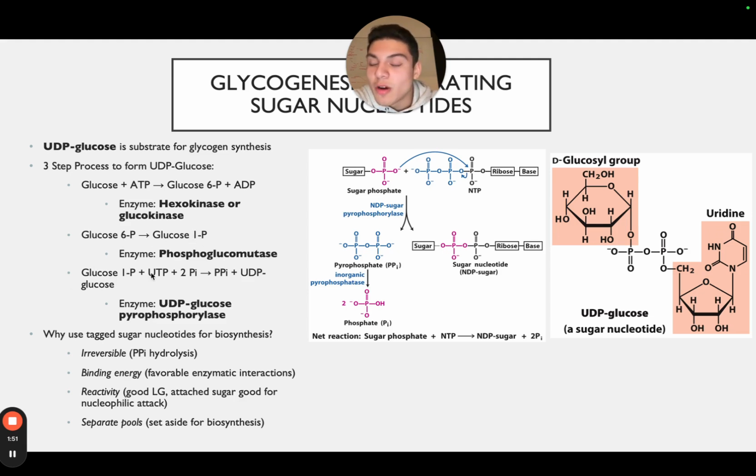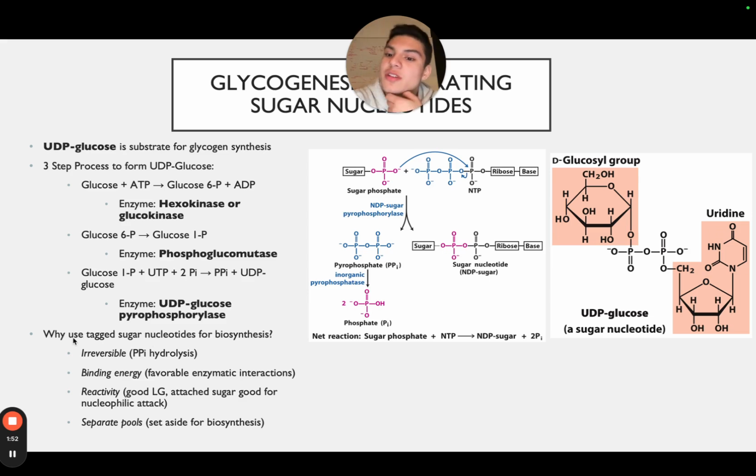And then this glucose 1-phosphate is going to combine with a UTP, which is a uridine triphosphate, a base that's used for RNA synthesis. It's going to combine to form a pyrophosphate and our UDP glucose, which can now be used for glycogenesis. The enzyme that catalyzes this is called UDP glucose pyrophosphorylase. I put these in bold because you should know all the enzymes and how they work, and these are just pictures of them.